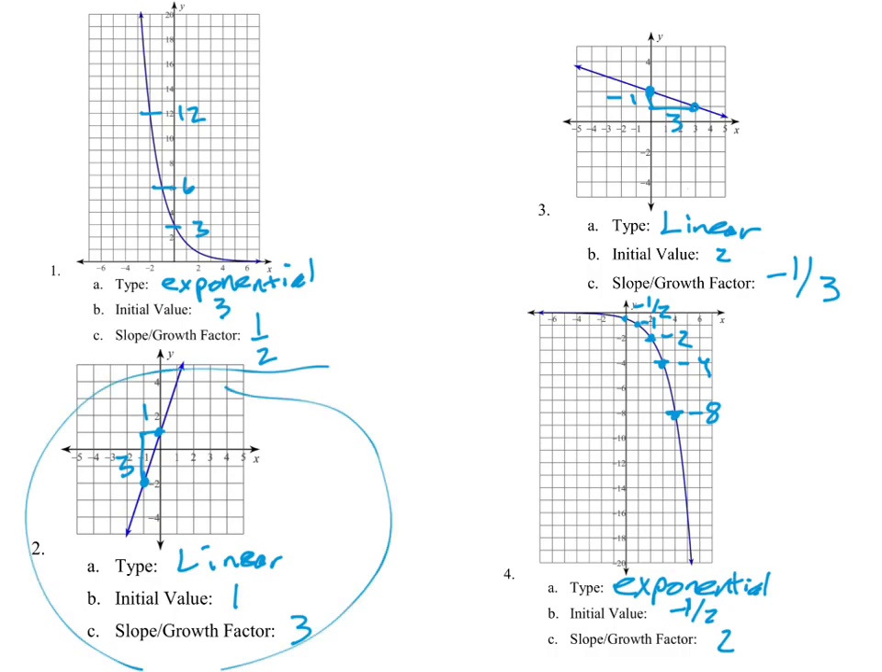Number 2 here, this one is linear. It hits my y-axis at 1. And then the slope here, I found a couple points. It's going up 3 and right 1, so my slope is 3/1 or just 3.